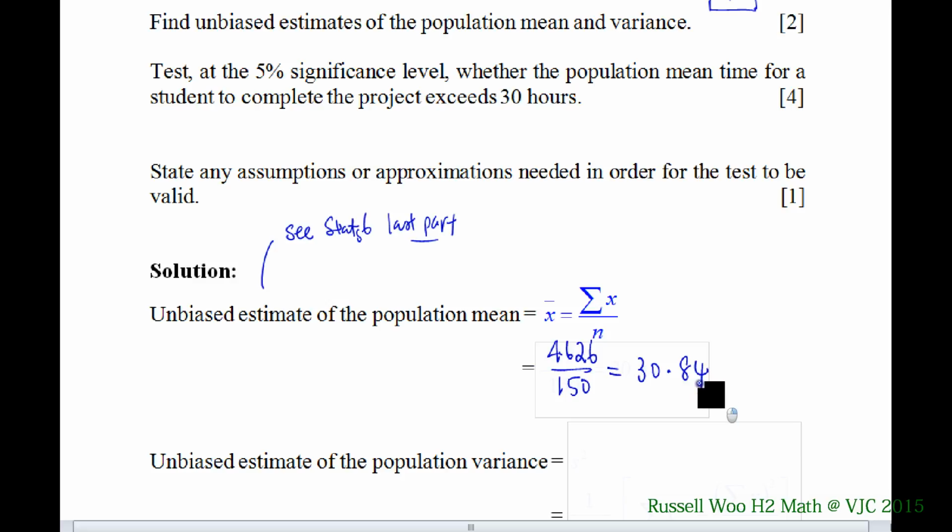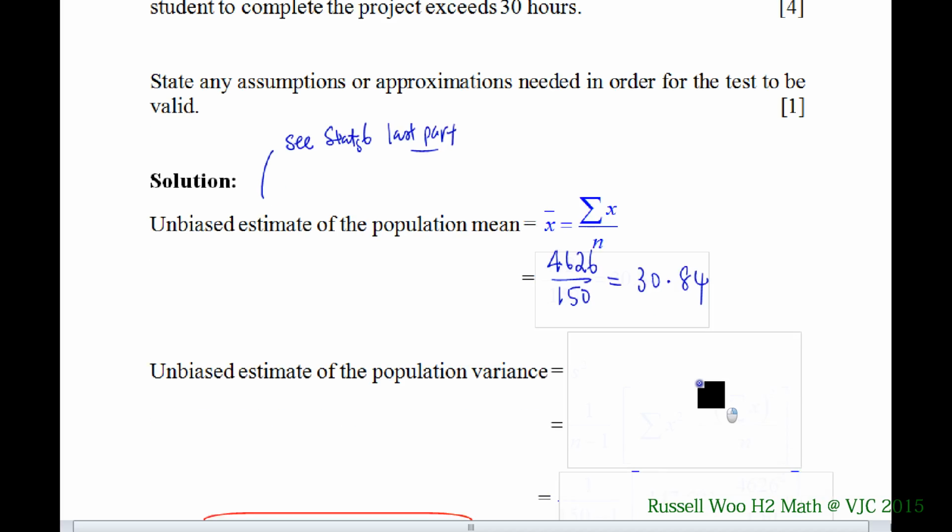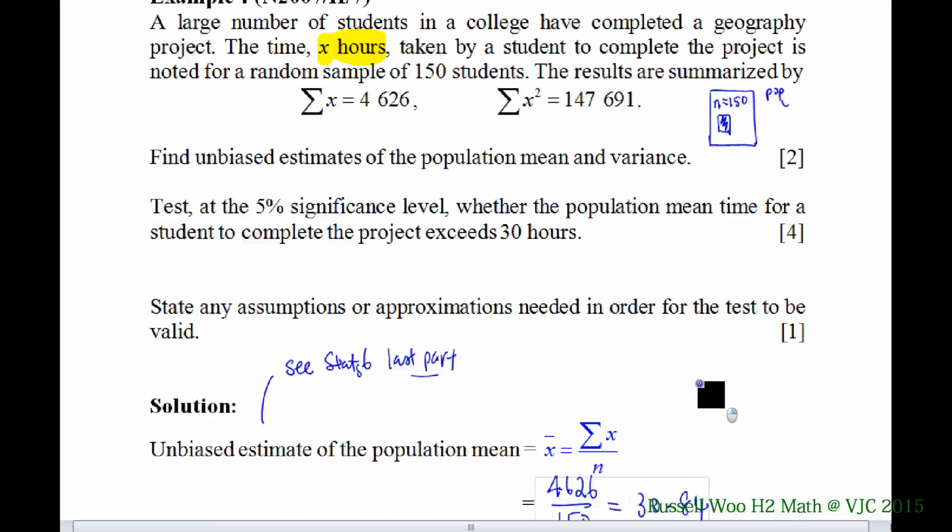This is also known as the sample mean. Correct? The observed value of the sample mean. Follow? Observed value of the sample mean. What about this unbiased estimate of the population variance? This is not sample variance. One more time, we are interested to use this limited info we have out of 150 points to estimate the entire population's variance. So we use s squared.